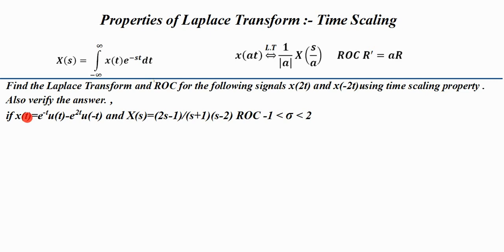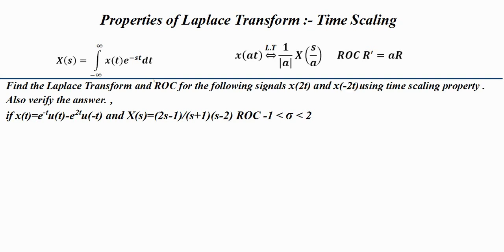If x of t is given as e raised to minus t into u of t minus e raised to 2t into u of minus t, then X of s, the Laplace transform of this particular signal, is already given. X of s is equal to numerator 2s minus 1 and denominator s plus 1 into s minus 2. The ROC is between minus 1 and 2. The Laplace transform is already given. We need to find x of 2t and x of minus 2t.